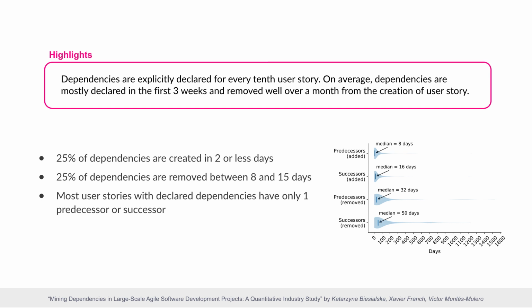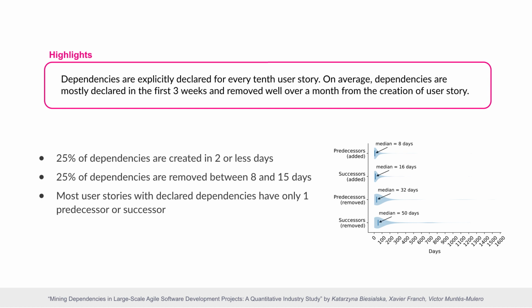The total number of created dependencies was considerably higher than the number of removed dependencies, as can be seen in the figure on the right-hand side. In general, dependencies were created and removed between the same day and up to 200 days after the creation of a user story. Interestingly, a quarter of dependencies was created within 2 days after the creation of a user story in which they were indicated.